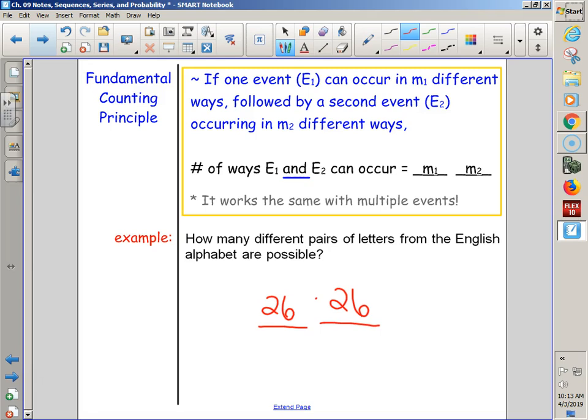If we're needing to put the two together, and if we could put an "and" as the connector word, we're going to be able to multiply the number of options for the first times the number of options for the second. Or what if you have 3 events, or 4 events, or 10 events, or 12 events? You can multiply all of the different options together.